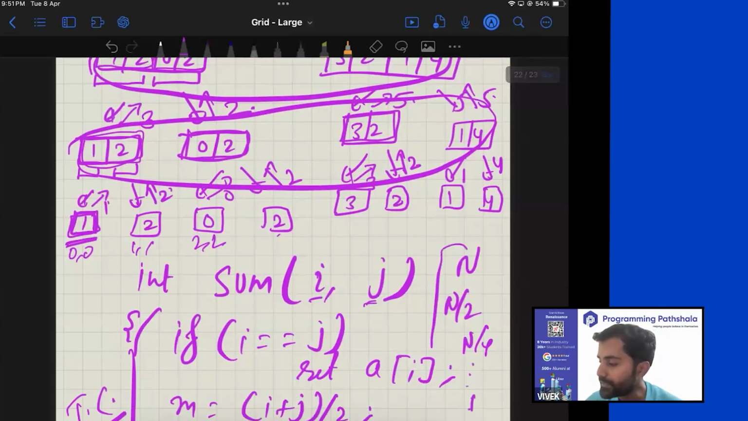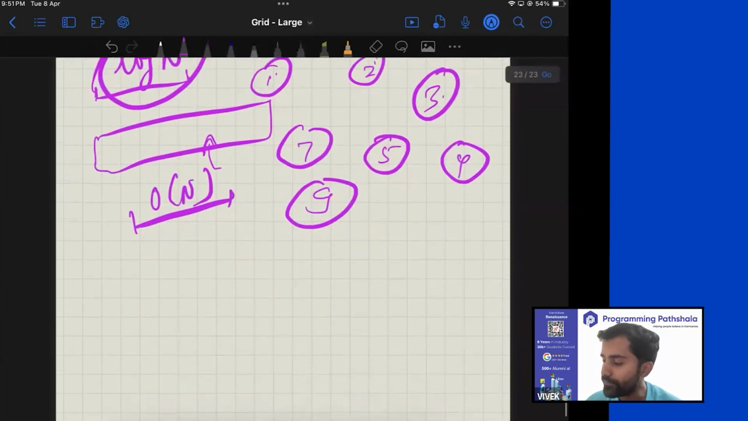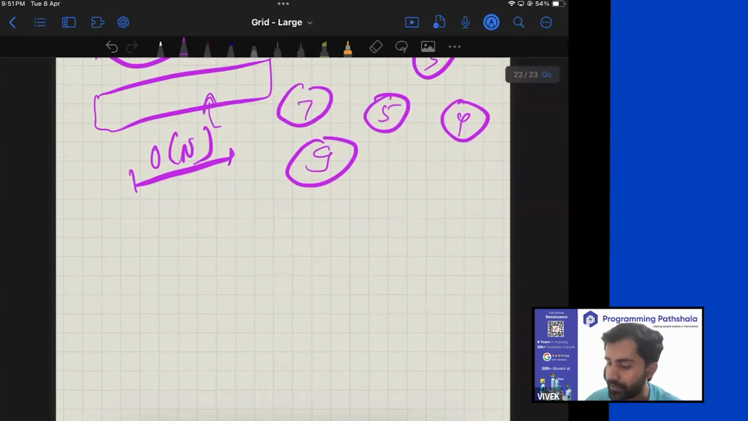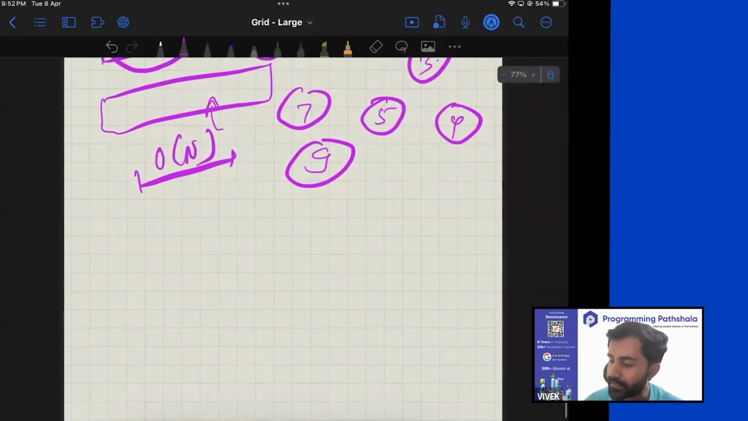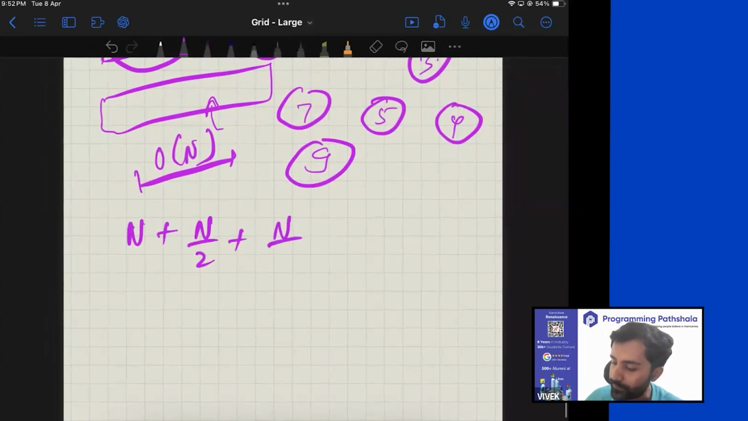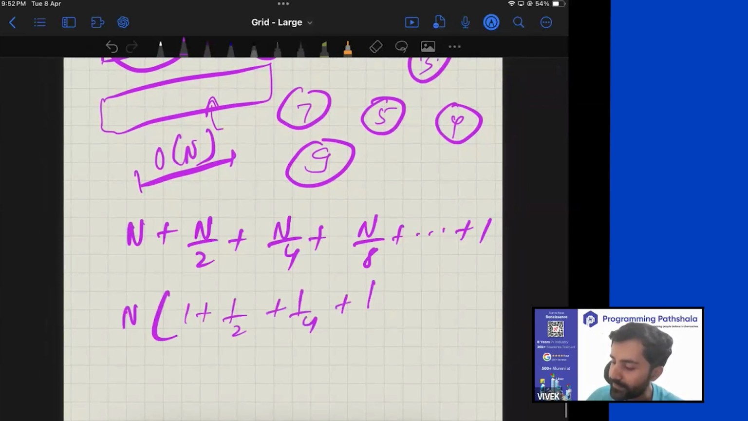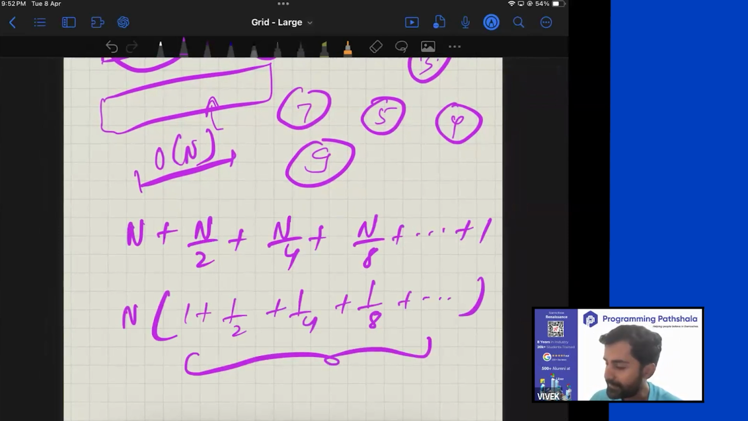Now, if I sum this up, if I'm just trying to find out the total number of function calls, it comes out to be n plus n by 2 plus n by 4 plus n by 8, so on till 1. If you take n common, you get 1 plus half plus 1/4. Have you seen this series somewhere? How does this series look? Yes, it is a geometric progression.